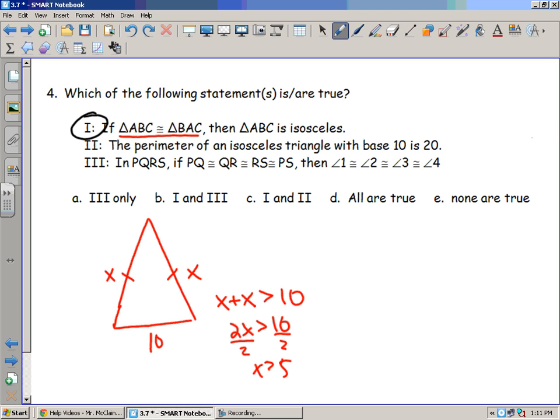There's no limitation. If the base is 10, the perimeter could be 1,000,000. The perimeter being 20 is one of those problems that maybe tries to confuse you. But if you think about it for a second, you realize not only does it not have to be 20, it's actually impossible for it to be 20. So number 2 is false. 1 is true, 2 is false.